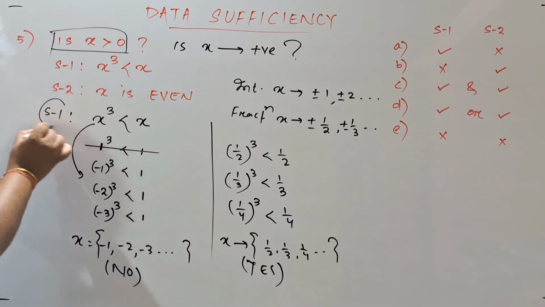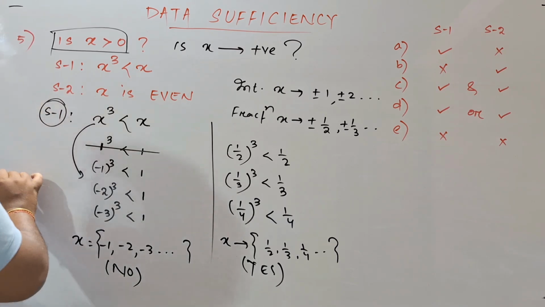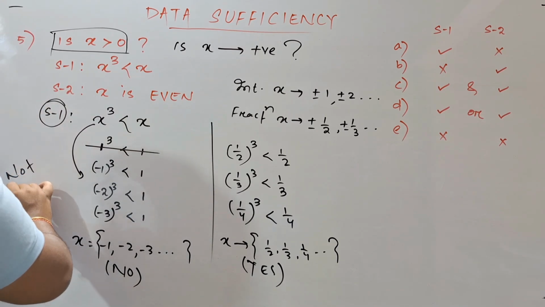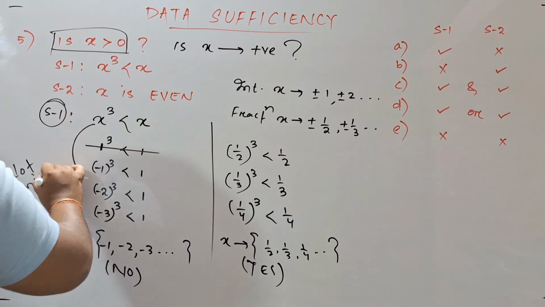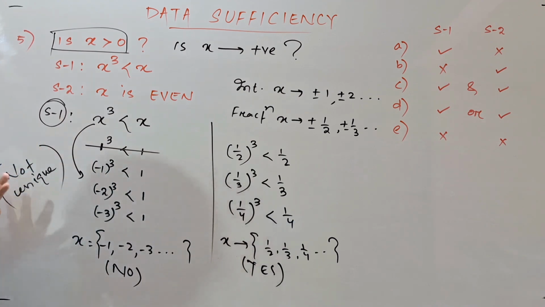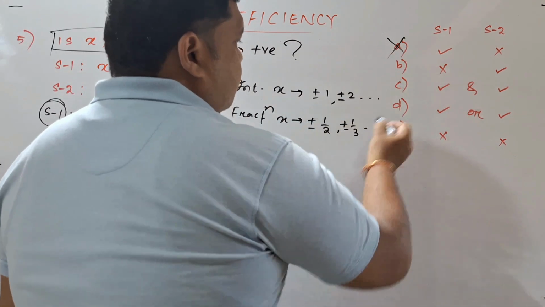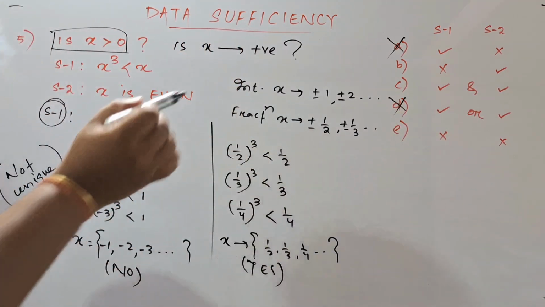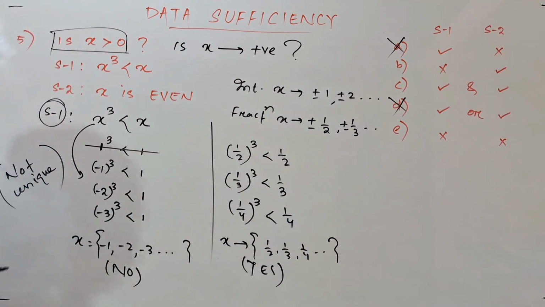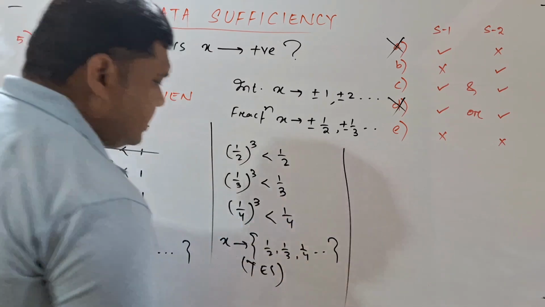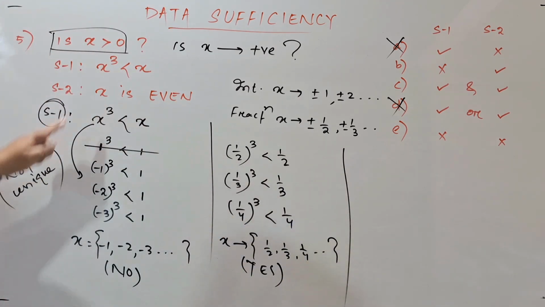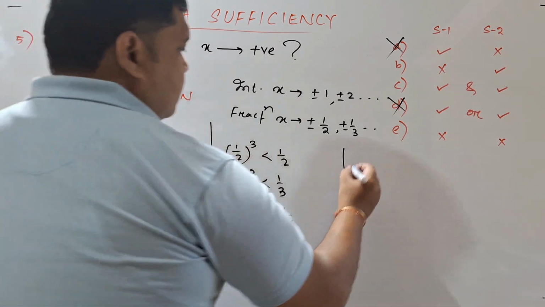So statement 1 alone is not sufficient. This is not unique. Not unique means you can eliminate option A and option D. Now between B, C and E, these are my possible answers. Who will decide? Statement 2 will decide. Statement 2 is x is even.